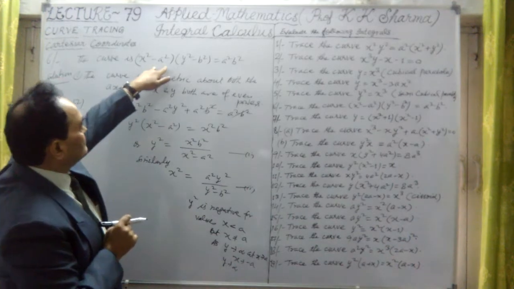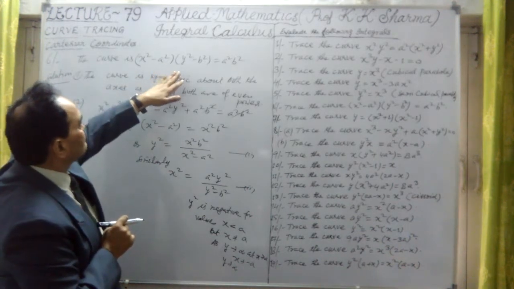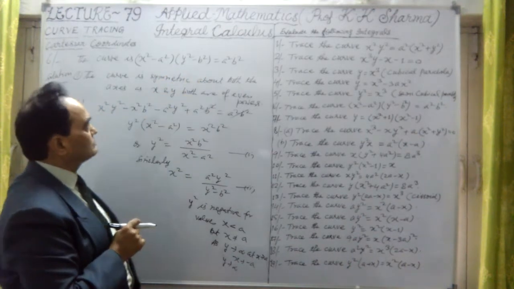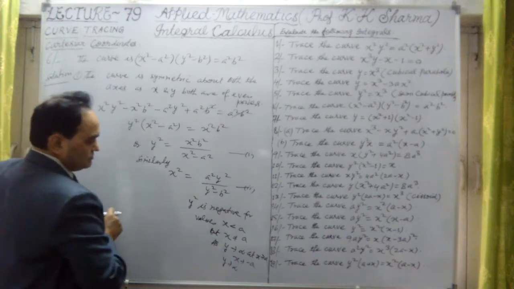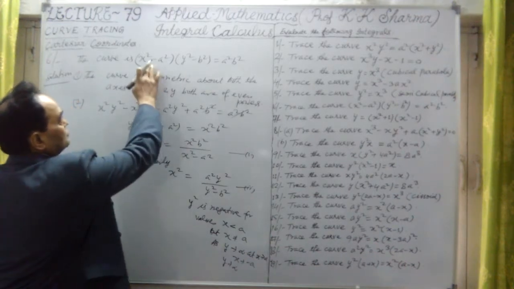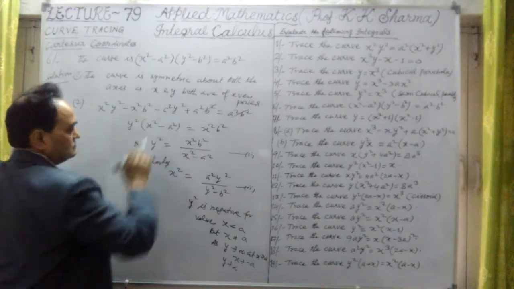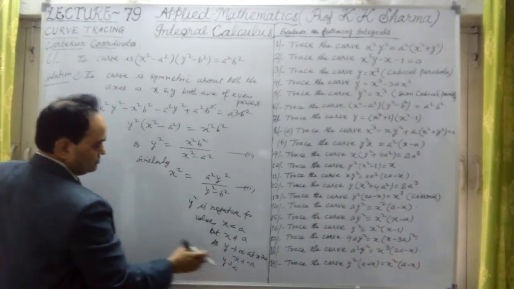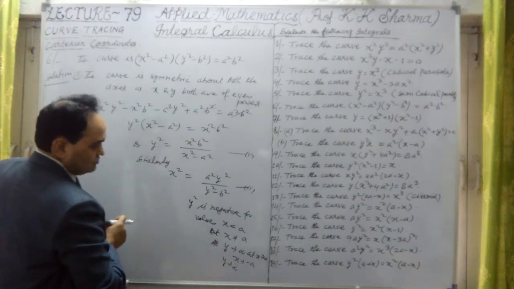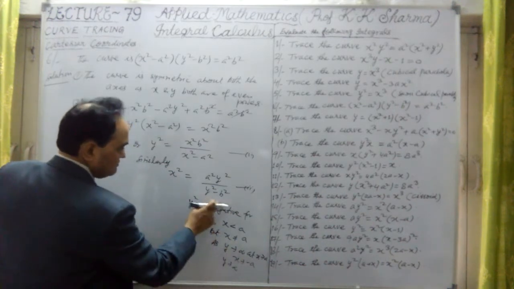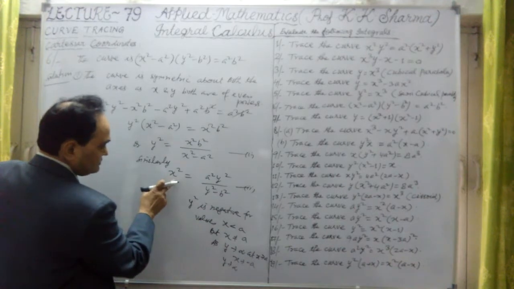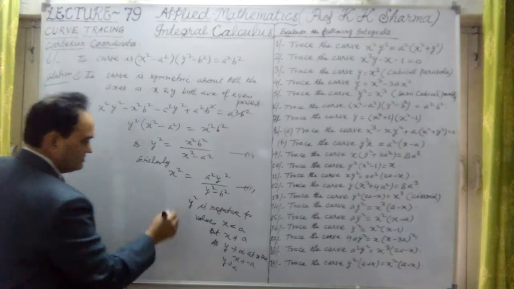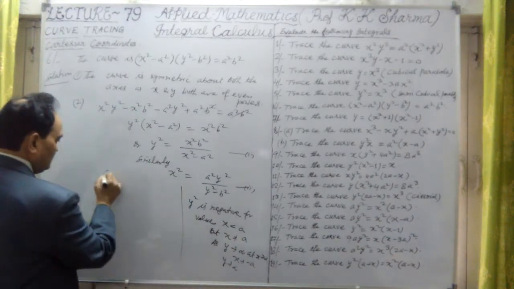Now, the function is not passing through the origin. So equating the coefficients, if I find out the tangents here, 0, 0 is not on the curve. x equals plus minus a, and y equals plus minus b. Similarly we can argue here.